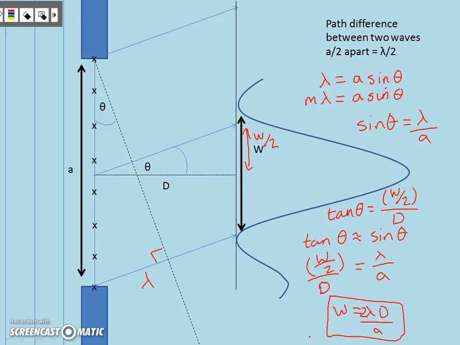So we've got there by talking about the phases of the incoming waves to show that at this point where there's a dark fringe, there must be a path difference of one wavelength across the slit. Then we've used that and some geometry to show that the width of the central maximum must be 2 times the wavelength times the distance to the screen divided by the initial slit width.